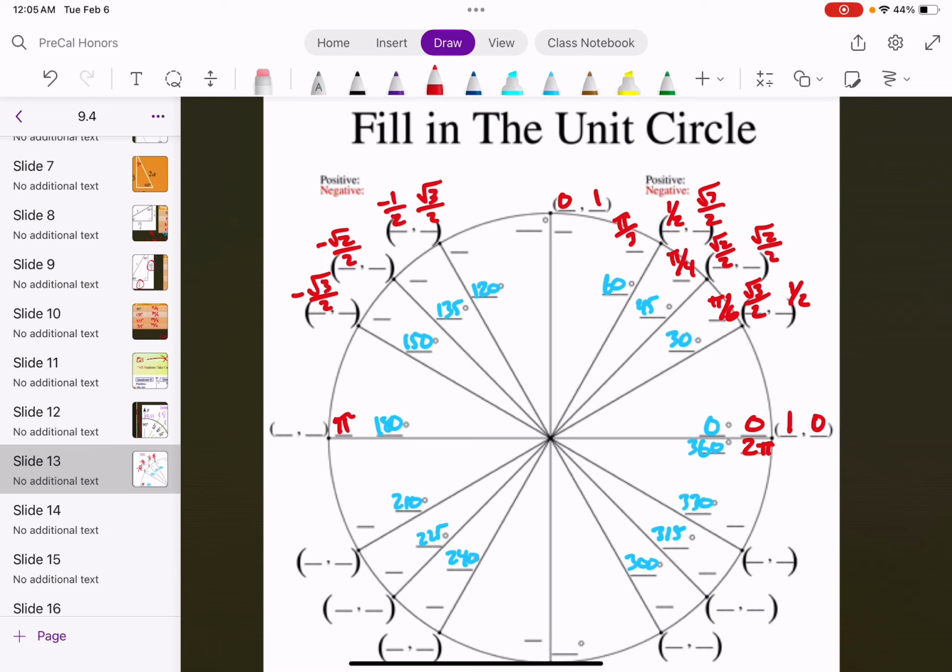From there, we're going to end up with a negative for each one of our x portions of our point, because remember, we are to the left of our y-axis. We're going to fill in the y portion of each one of these points, which would be the square root of 3 over 2, square root of 2 over 2, and 1/2. As we start looking at pi, or 180 degrees, this right here would actually be negative 1, 0.